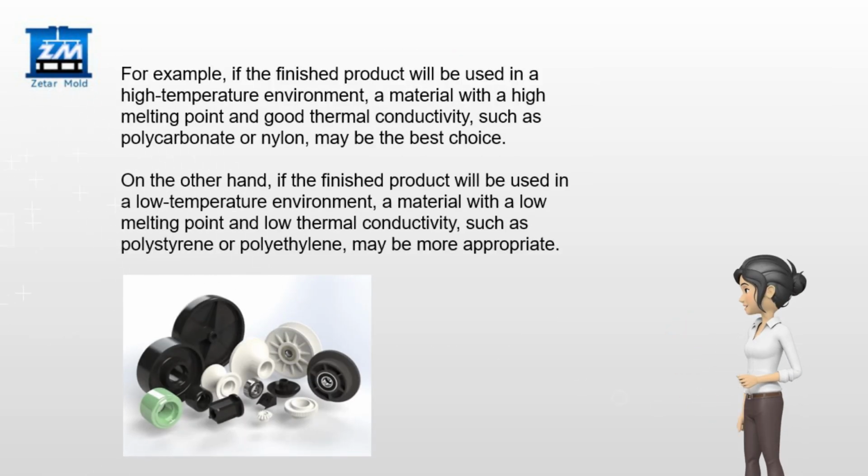For example, if the finished product will be used in a high-temperature environment, a material with a high melting point and good thermal conductivity, such as polycarbonate or nylon, may be the best choice. On the other hand, if the finished product will be used in a low-temperature environment, a material with a low melting point and low thermal conductivity, such as polystyrene or polyethylene, may be more appropriate.